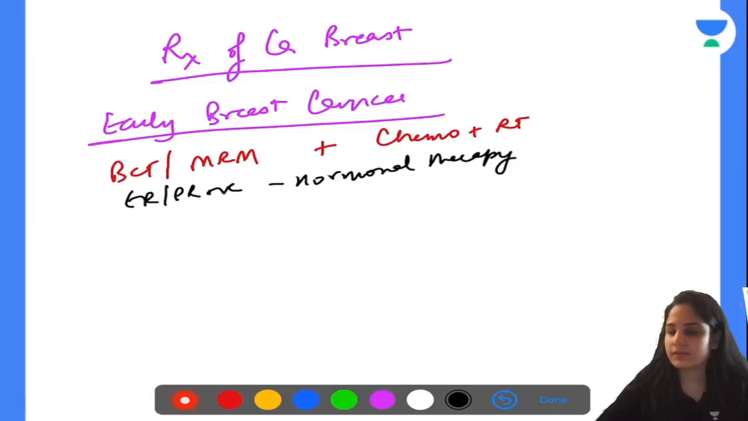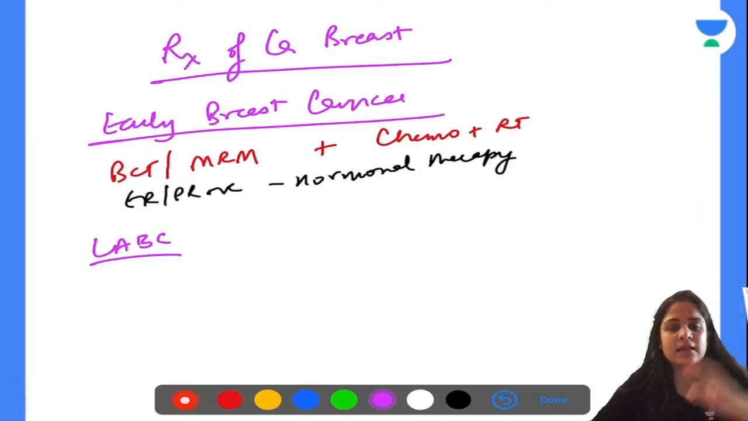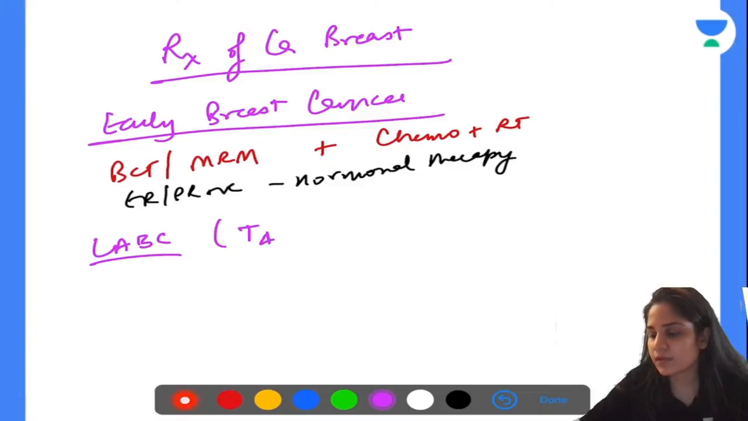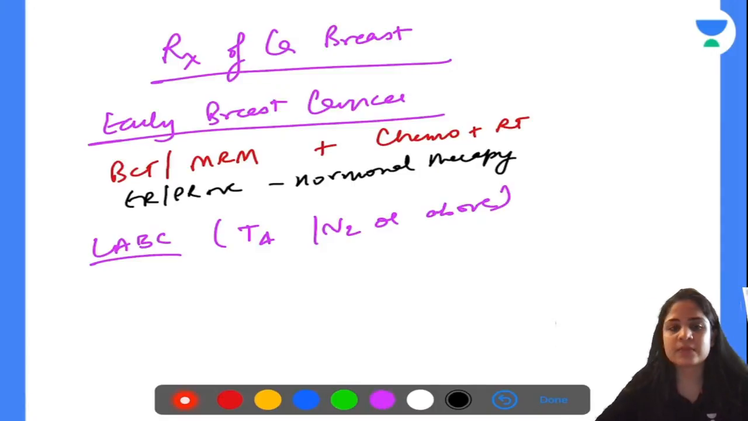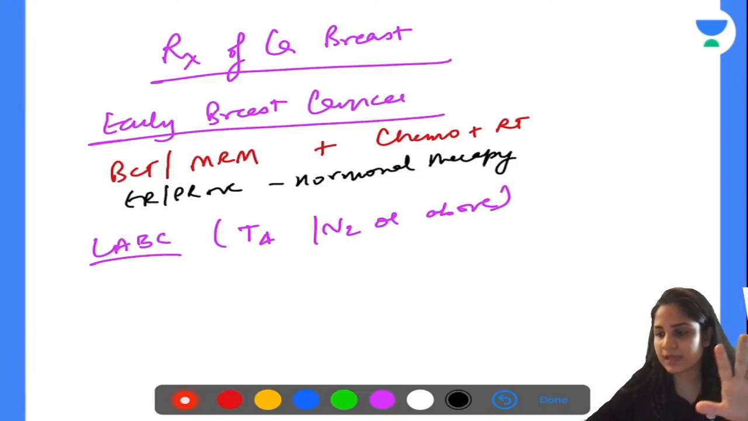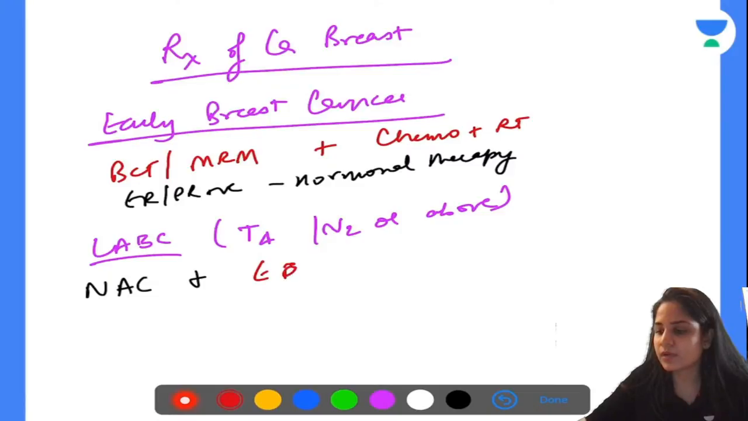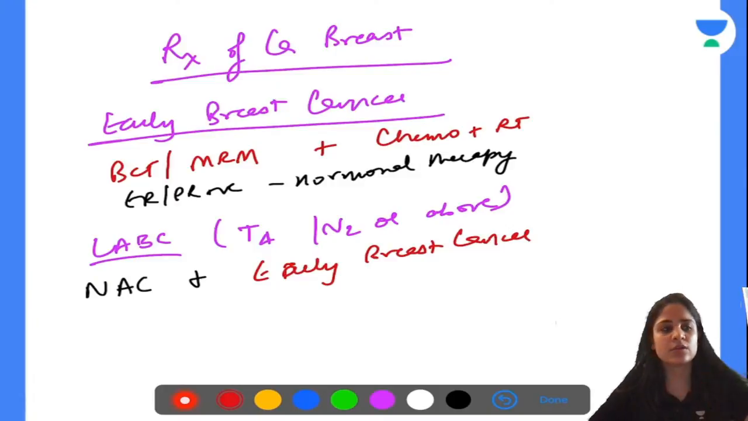Then next is, if you have locally advanced breast cancer, I have already told you what is LABC: T4 or above, or N2 or above. Yaad hai? Barabar? So in locally advanced breast cancer, the treatment is the same as early breast cancer, but uske pehle you have to give neoadjuvant chemotherapy. Before the surgery, that neoadjuvant chemotherapy has to be added, and the rest is the same as treatment of early breast cancer. You will do surgery, then chemo and radio.